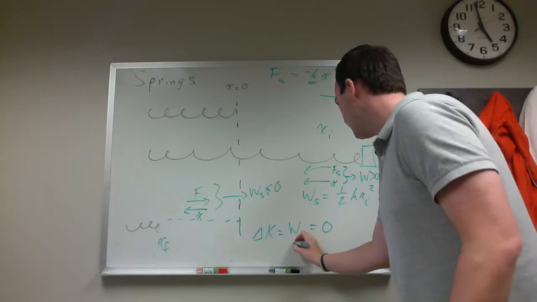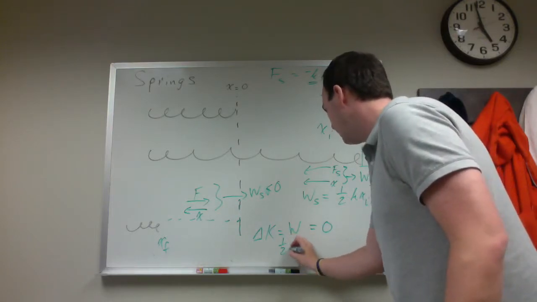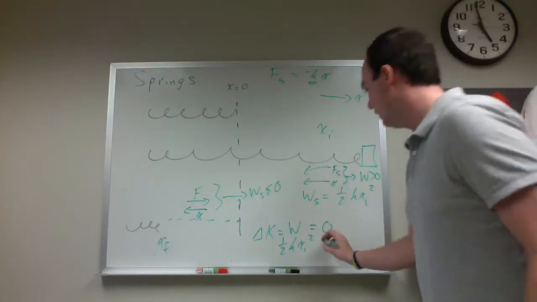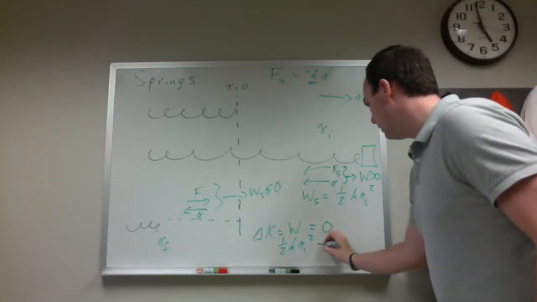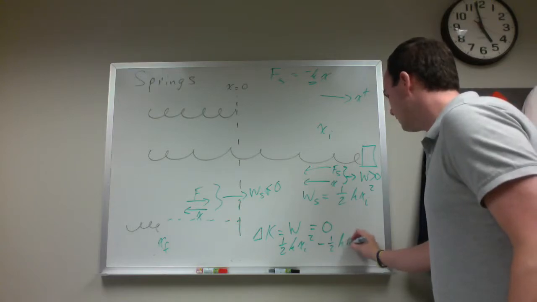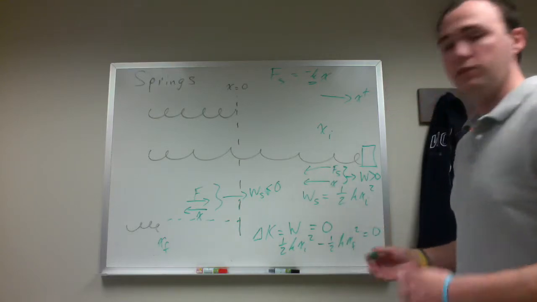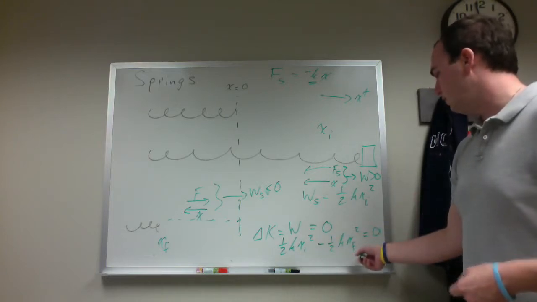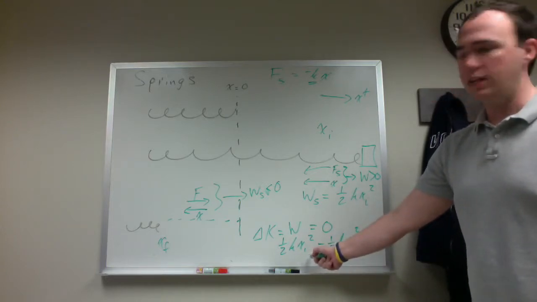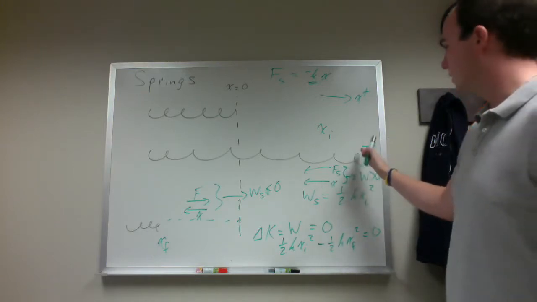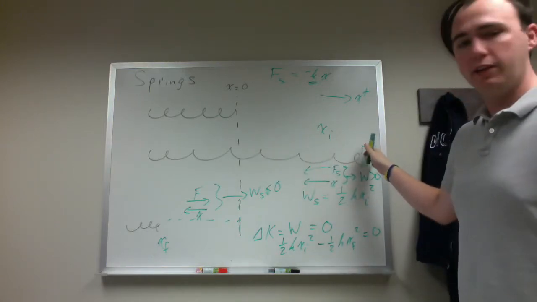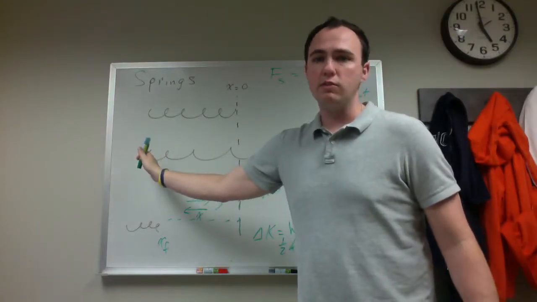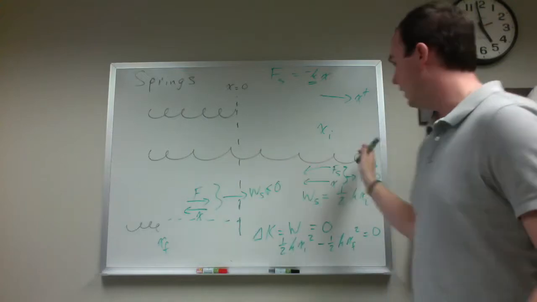So we have 1/2 k x initial squared as the positive work, and then a negative work, negative 1/2 k x final squared, and that has to equal 0. So we get that x final needs to have the same magnitude as x initial. Basically, this is going to be symmetric. However far I pulled it out to the right is how far it's going to get to the left. And then the whole process starts over again, left to right to left.